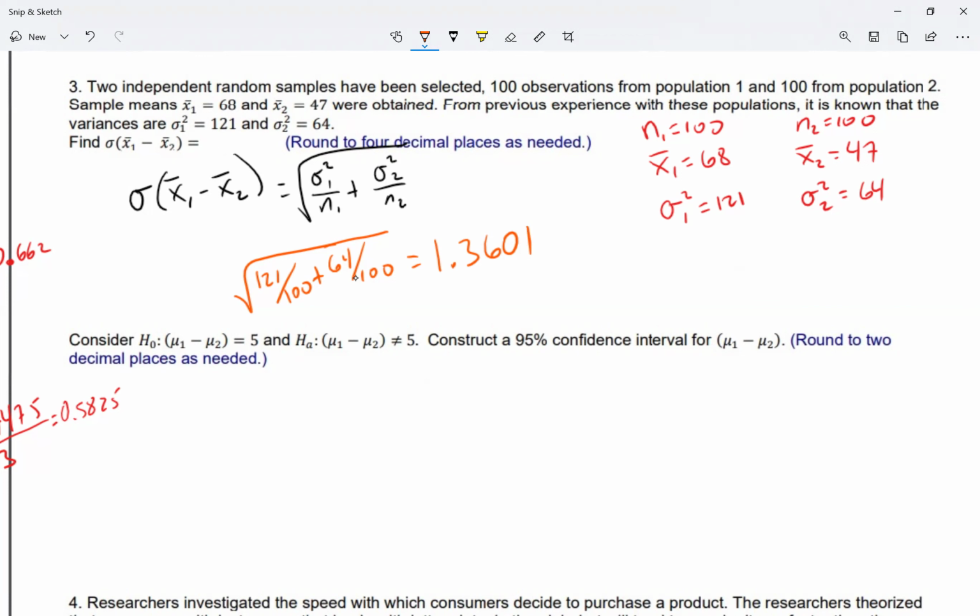Now, consider the null hypothesis that the difference is 5, and the alternate hypothesis that the difference is not 5. Construct a 95% confidence interval. Okay, I remember that for a 95% confidence interval, my z-score is 1.96. I'm going to use that in a little bit. My answer I'm going to round to 2 decimal places, not my work, my answer.